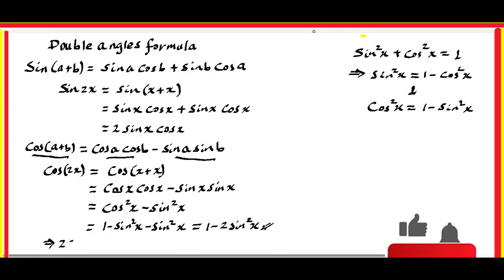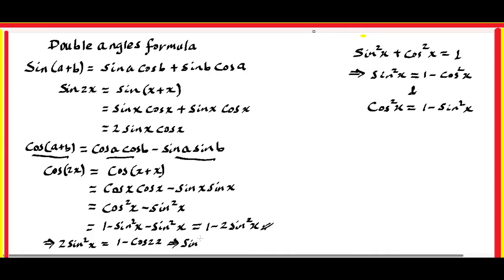Look, cos 2x equals 1 minus 2 sine square x. By adding and subtracting the same number on both sides, we rearrange and manipulate this expression, and it gives us 2 times sine square x is equal to 1 minus cos 2x. Then divide both sides by 2. That's helpful for calculus. That will give us sine square x equal to (1 minus cos 2x) over 2.